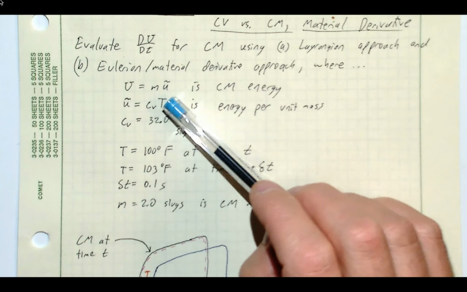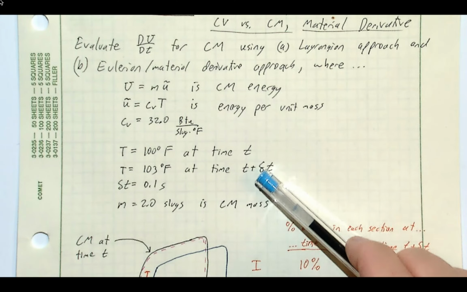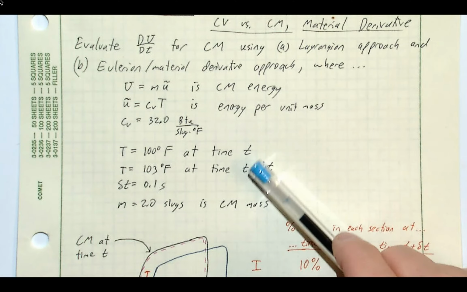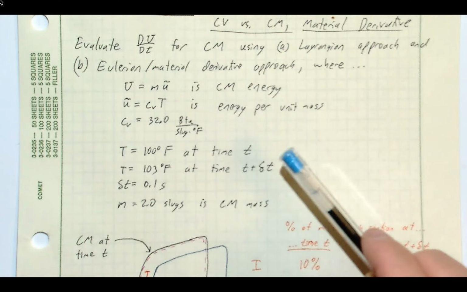Some fluid properties are given, specifically the specific heat. The temperatures have changed from the initial time to a later time, all right? So we have to be careful with that, and we'll change the system a bit, right? And so that's why the system has changed its energy. And a small delta t, and the mass is composed of two slugs. The total mass of the system, or the control mass itself, has a mass of two slugs.